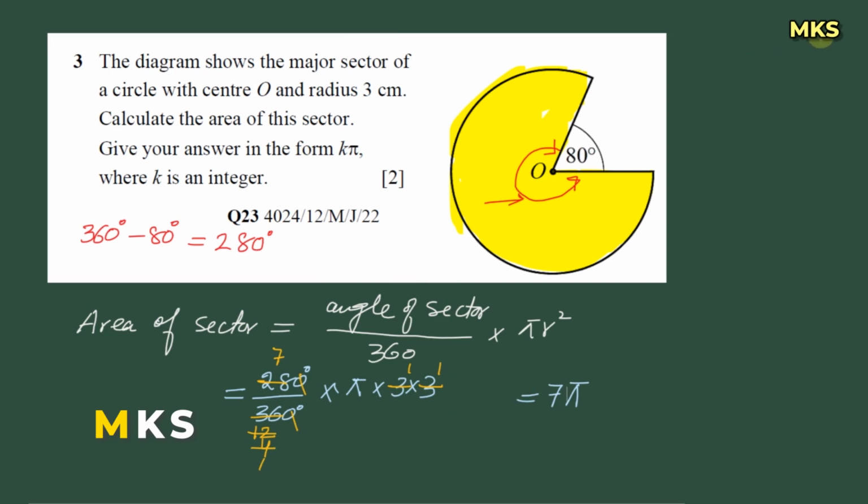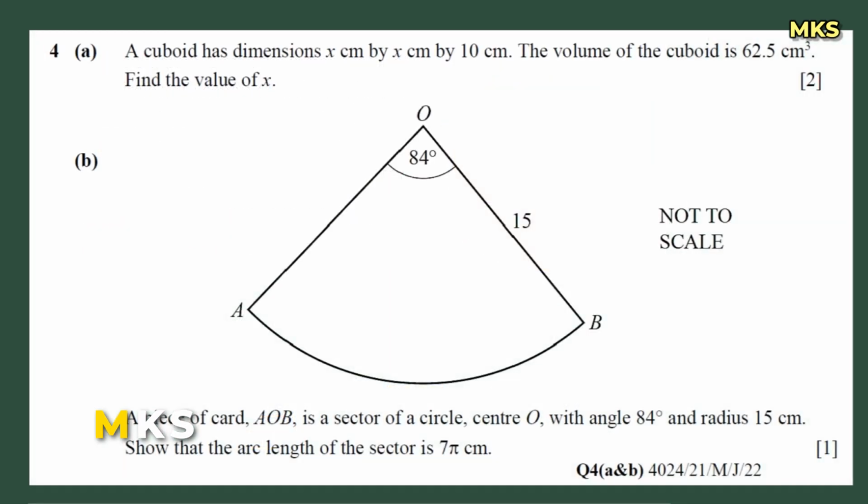So 7 pi. Question 4, which is the 4A-B of May-June 22, paper 2-1. So this is also question number 4, part A-B of the past paper question. A cuboid has dimensions x by 10 centimeter. The volume of the cuboid is 62.5 centimeter cube. Find the value of x.